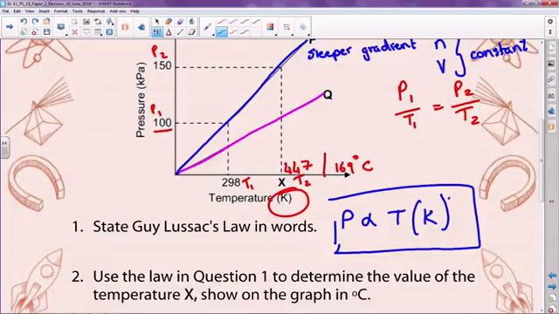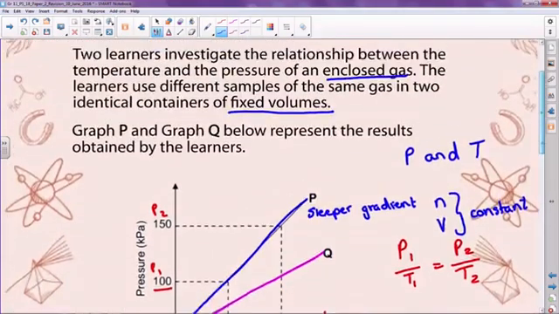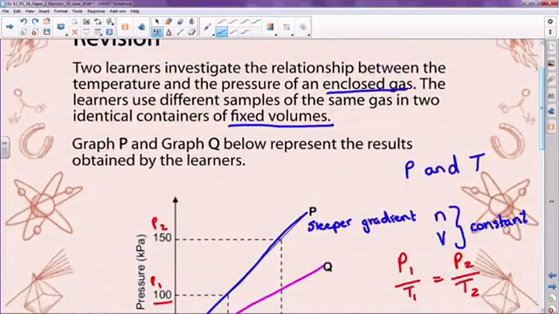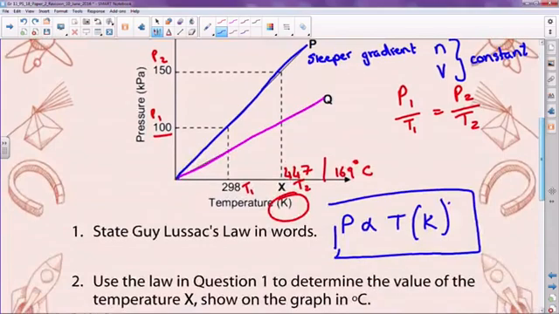We now have to explain why P has got the steeper gradient. Why do you think P has got the steeper gradient? Let's see what it tells us at the top here. Two learners investigate the relationship between the temperature and the pressure of an enclosed gas. The learners used different samples of the same gas in two identical containers of fixed volumes. Graph P and Q represent the results obtained by the learners. So what is going on here? They say it's the same gas, the same fixed volume of container, but we've got two different graphs.